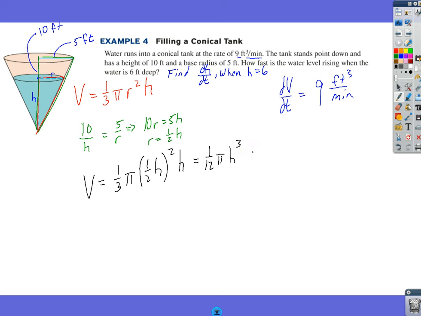Now this is something I can start taking the derivative of. One, it's easier, and two, I have the pieces. I'm not going to have an r or a dr/dt to worry about. So when I take the derivative with respect to time here, I get dV/dt is equal to 1/12 pi, a constant, times 3h squared. Well, I took the derivative of h with respect to time, so it's going to be times dh/dt.